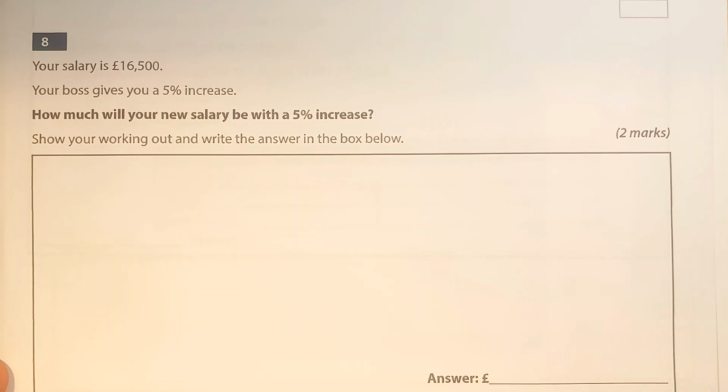Question 8. Your salary is £16,500. Your boss gives you a 5% increase. How much will your new salary be with a 5% increase?